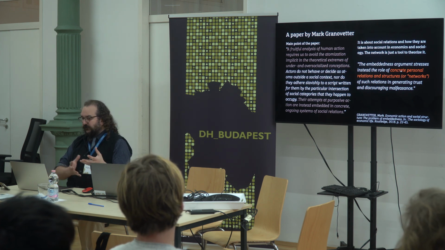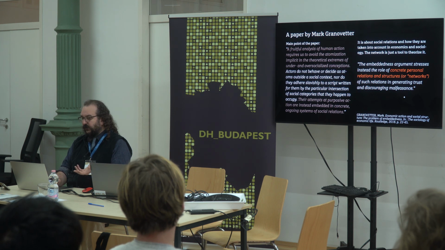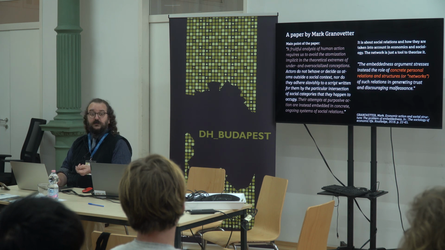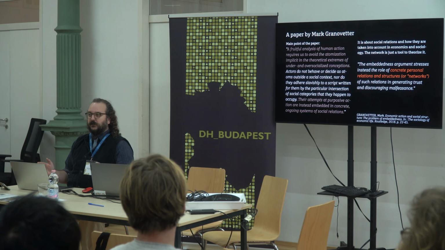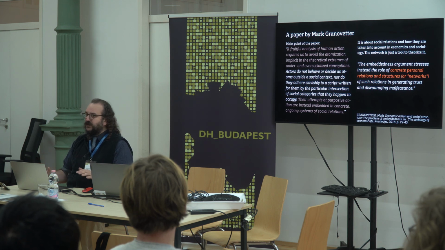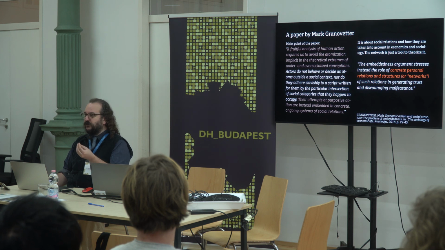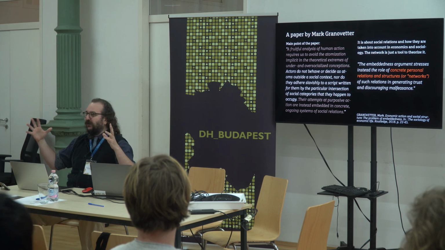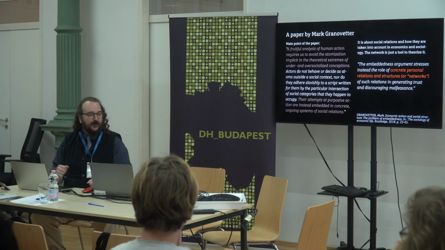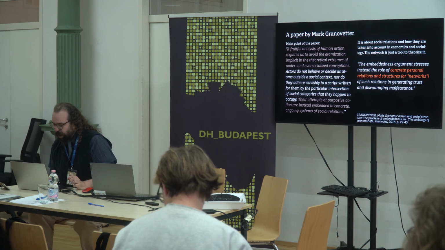In part of this chapter, he clarifies what networks are for him. He writes, "The embeddedness argument stresses instead the role of concrete personal relations and structures or networks." So this is what networks are for him. Concrete personal relations and structures. The networks are not nodes and edges. They are us human beings being in relations to each other through direct contact, but also many other things like how we trust each other, how we are embedded in other social structures like, I don't know, our work, our country, our family, all of that.